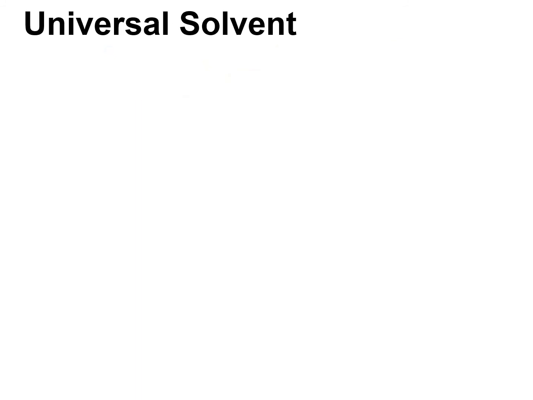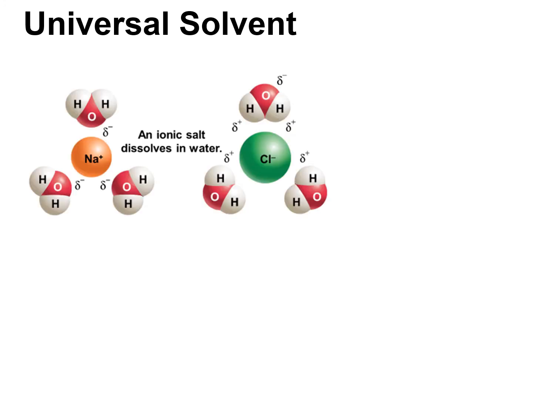Another important characteristic of water is that it is a universal solvent. And a solvent is a substance that can dissolve other substances. The important type of substance that water can dissolve are ionically bonded substances. So what water can do is dissolve ions. Remember, an ion like sodium or chloride is a charged atom. Because that atom has a charge, water molecules will be attracted to it.